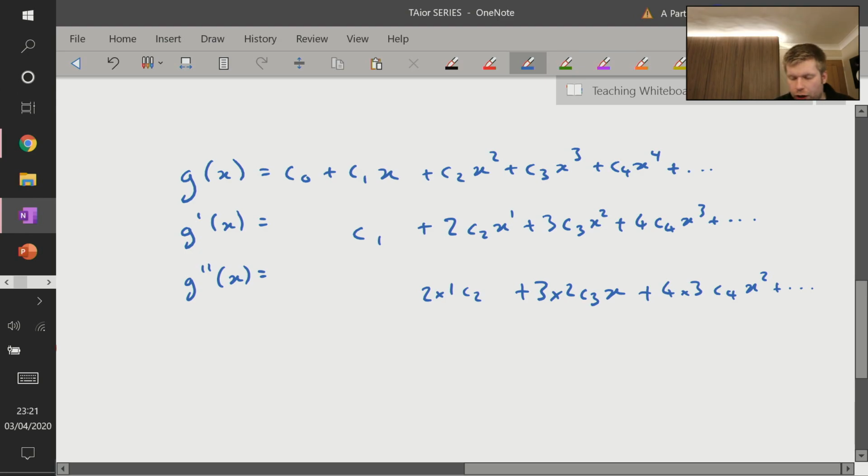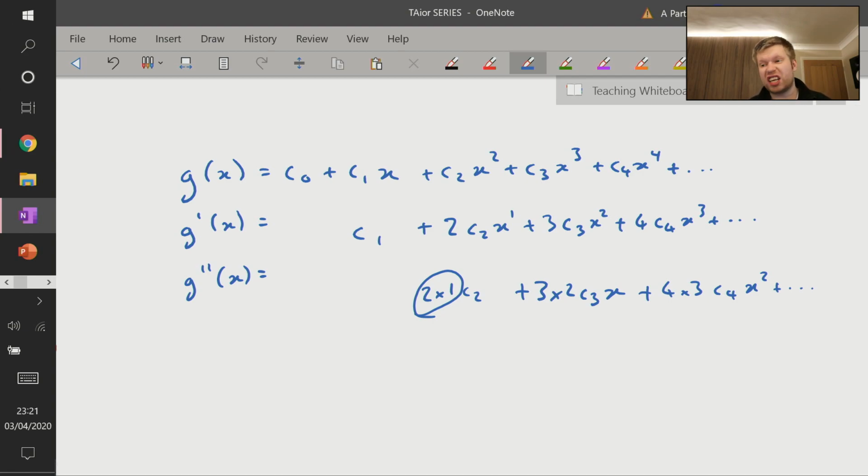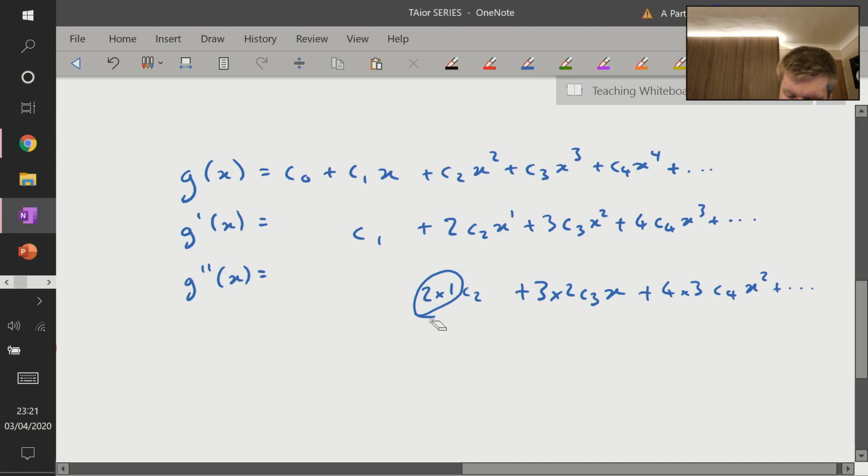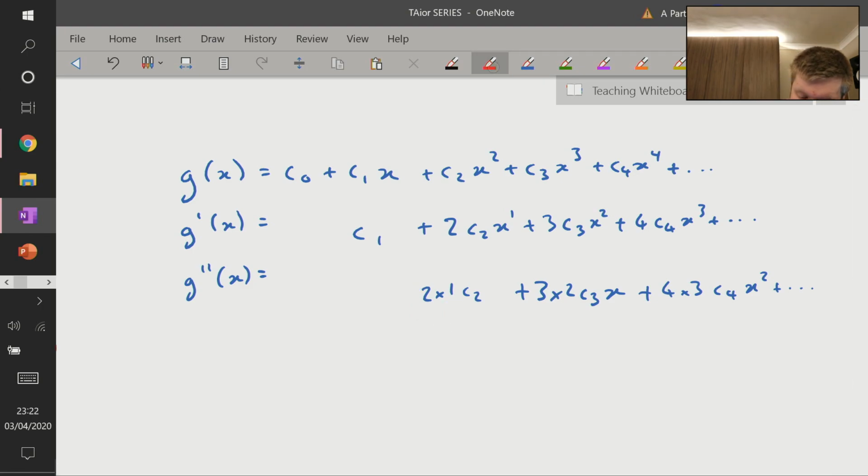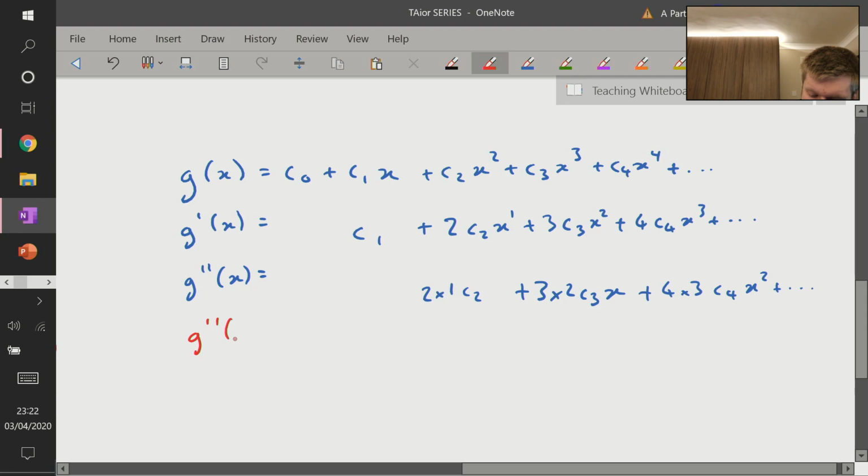So let's have a look. Now hopefully you realise here, and you might say, why are you doing that? But hopefully you realise that 2 times 1 is just 2 factorial, right? So if you take a number and you multiply by successive numbers, then that's just the same as doing a factorial. So in other words, if I stick in x equals 0 to my second derivative, then I get, well, it's going to be 2 times 1, so it's going to be 2 factorial times c2, plus, then are you happy that every other term has got an x in, so has got a 0 in.